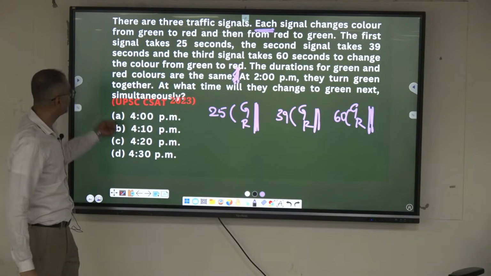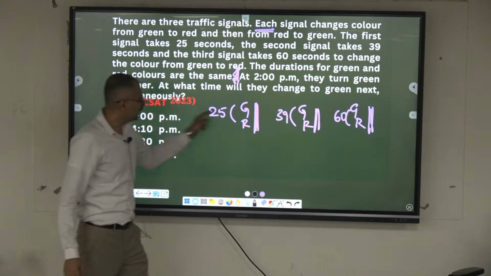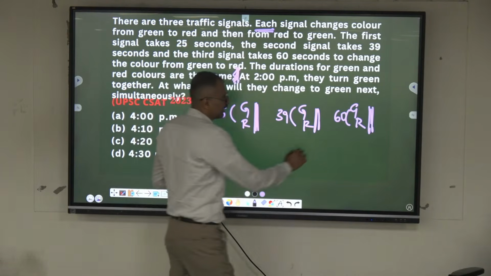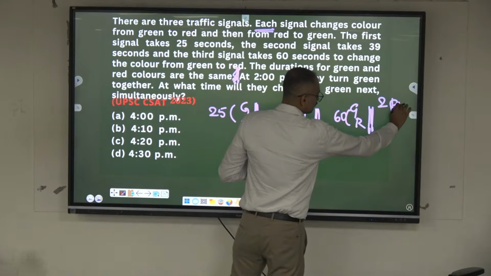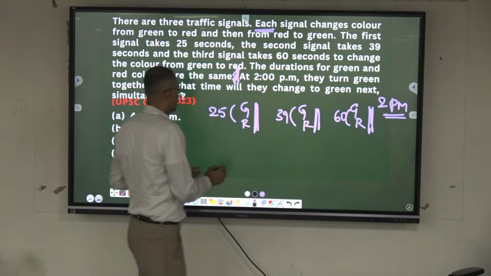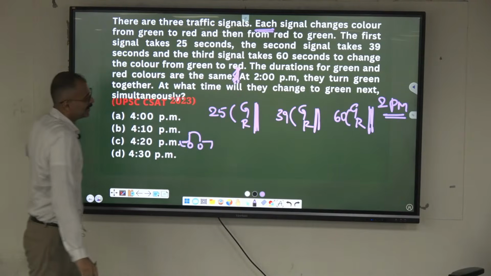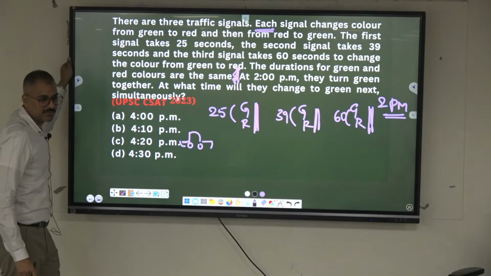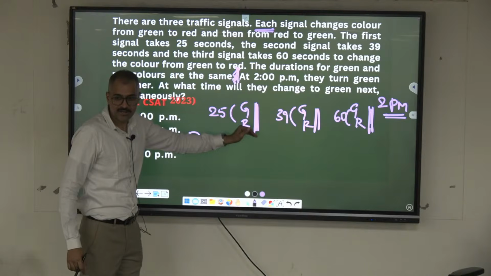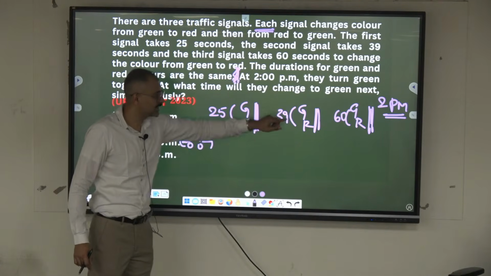At 2 p.m. they turn green together. They're all green at 2 p.m. Now, you might think of driving like in Fast and Furious and crossing all 3 signals. Okay, so at 2 p.m. there is green, isn't it? Next they turn red after 25 seconds, 39 seconds, 60 seconds.